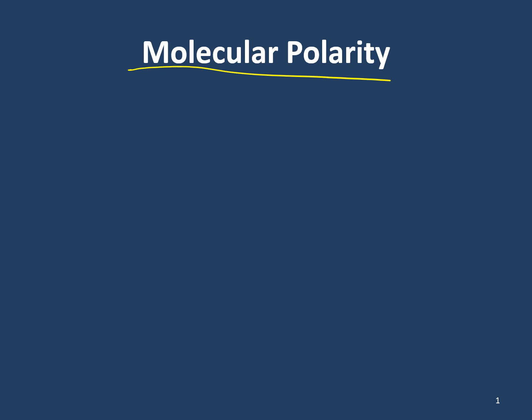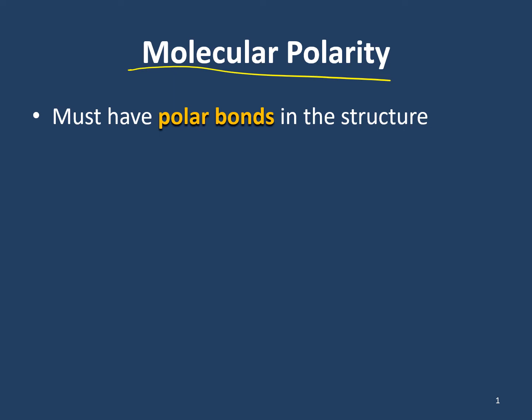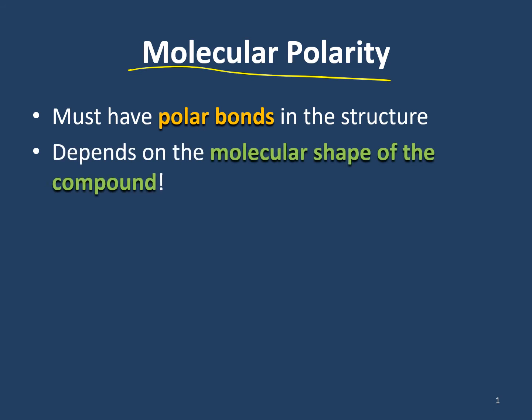Now, in order for an overall molecule to be polar, it must have two things. One, it has to have at least a single or more polar bond in the structure. And two, it actually also depends on the molecular shape of the compound. Specifically, the more symmetrical, the more non-polar the molecule is. So even with polar bonds, if the molecule is exceptionally symmetrical, then it still is most likely going to be a non-polar molecule.